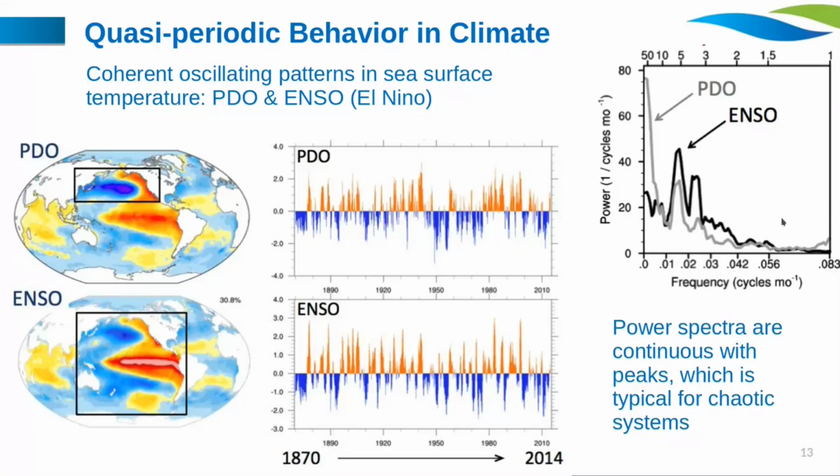These are the power spectra. So usually you can do a power spectrum, and if the power spectrum is not just a peak, but it's fairly broad, that's usually sort of like one of these chaotic behaviors, right? The PDO actually has 2, and ENSO has 2 as well.